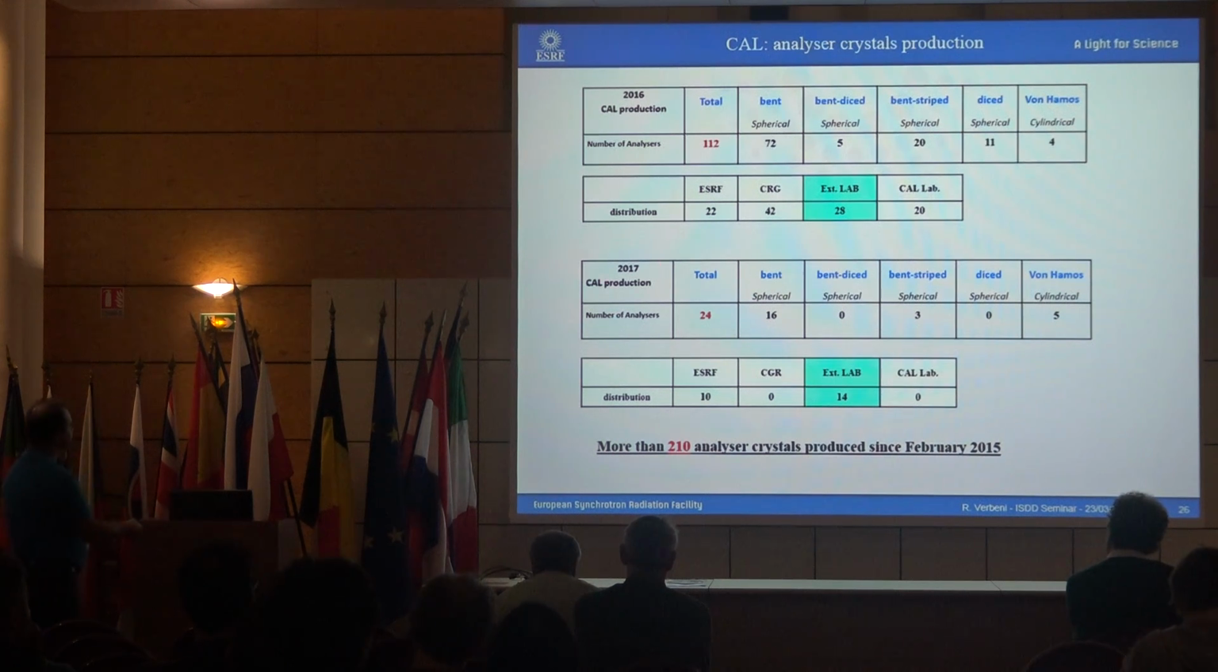Here is the production for 2017. For the moment we have 24 analyzers: 16 bent, 3 bent stripe, 5 bananas, 10 for the ESRF, and 14 for external laboratories. So in total, since the beginning of the laboratory, we have produced more than 210 analyzers.